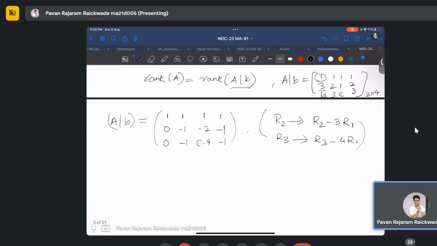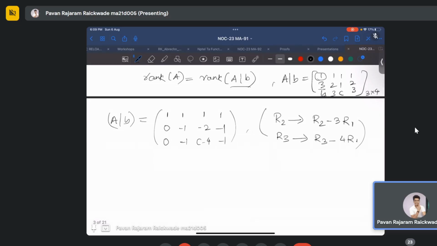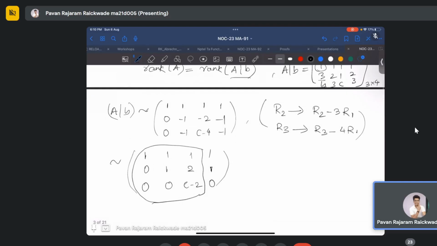So these are the operations that I have made for this one step. Now in the next step, this is the similarity notion. This is again similar to 1, 1, 1, 1. Then I'll just multiply this by plus 1. And then I'll add in the third row, 0, minus 1 plus 1, 0, C minus 4 plus 2, C minus 2, and then minus 1 plus 1, 0. So what we have observed is, until here we have the matrix A and then the matrix A augmented B.